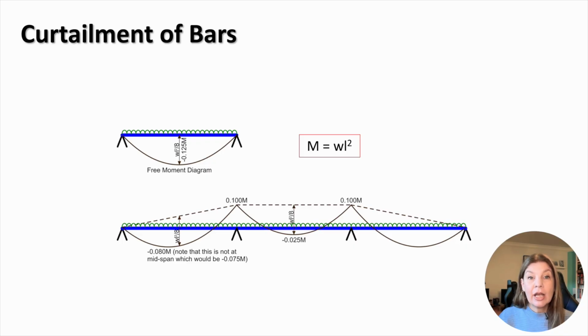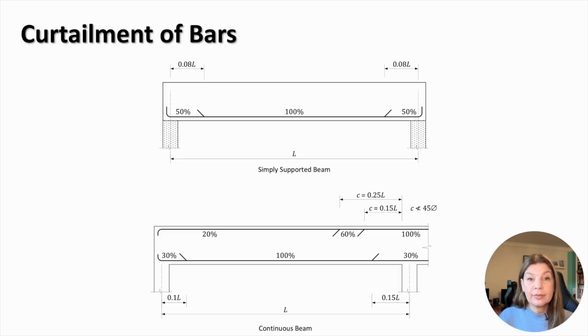Bending moments vary along the beam. This means that less reinforcement is required away from critical sections. Curtailment of longitudinal bars in beams is a way of reducing the area of tensile reinforcement at sections where bending moment is minimum or zero for the purpose of achieving an economic design. Here you can see the curtailment requirements adopted in the UK for longitudinal reinforcement in simply supported and continuous beams.